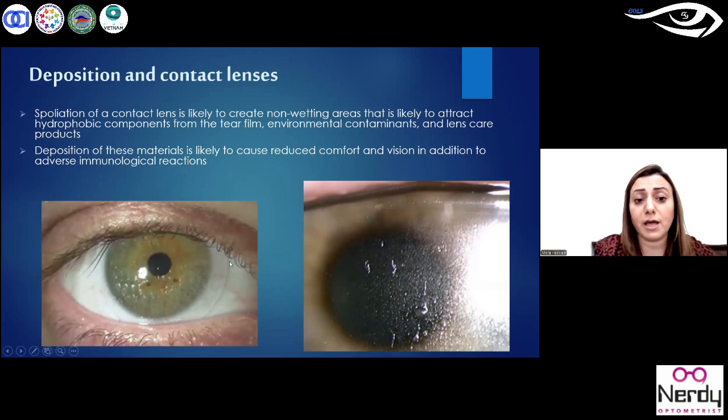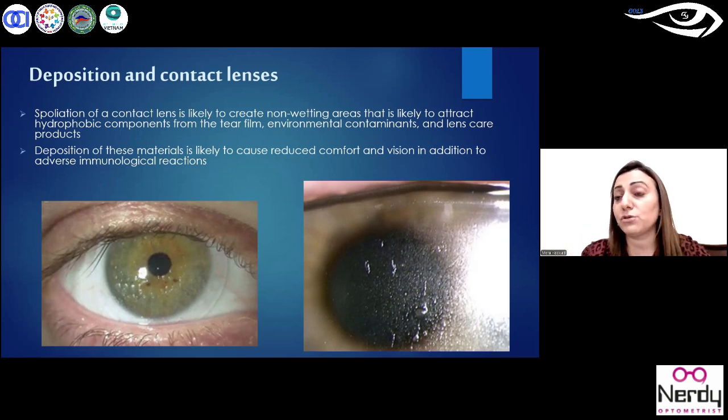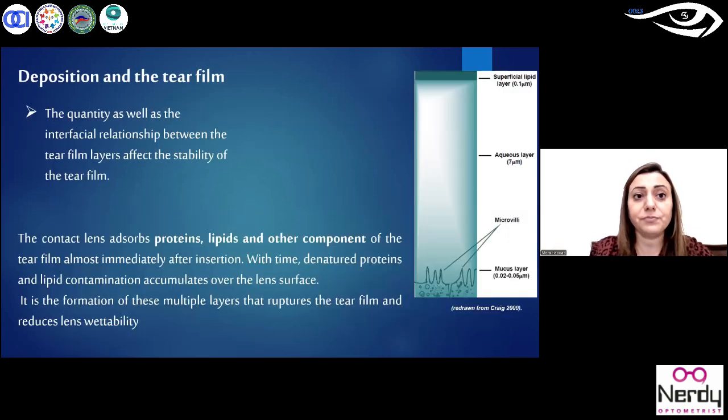So you see how the images contain lens deposits, and it's very bad. It's very bad for vision, and it's very bad as well because some researchers found that they cause immunological reactions. So they cause allergic reactions, they cause infections and inflammation. So depositions are not good. And when the lens is on eye, many things can deposit on the contact lens.